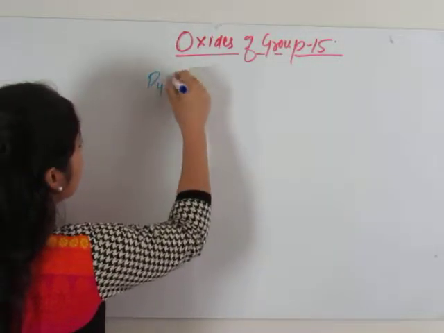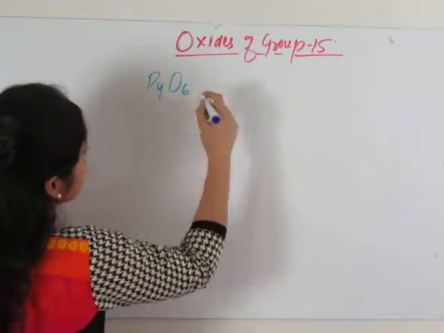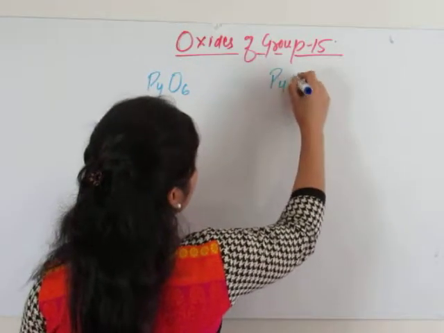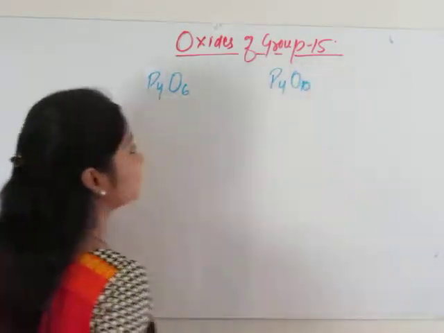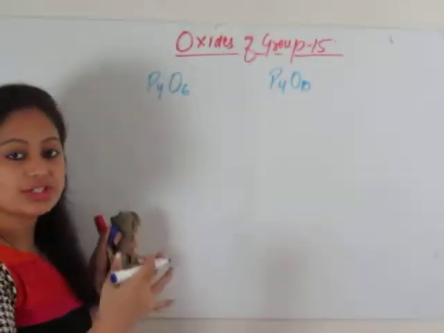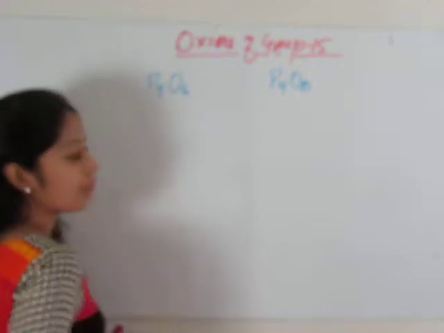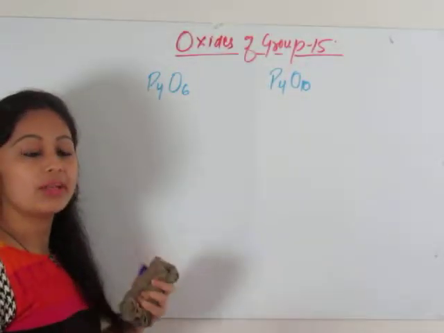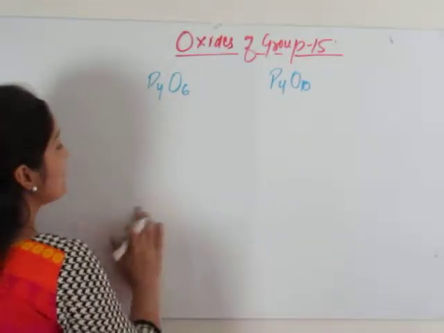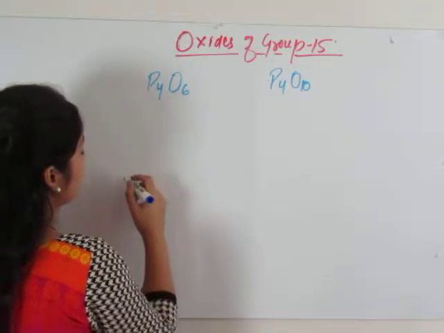Phosphorus के oxides जो हैं P4O6 and P4O10. So we need to draw the structures for these and tell the number of sigma bonds and pi bonds present in these. So let's draw the structure for P4O6.